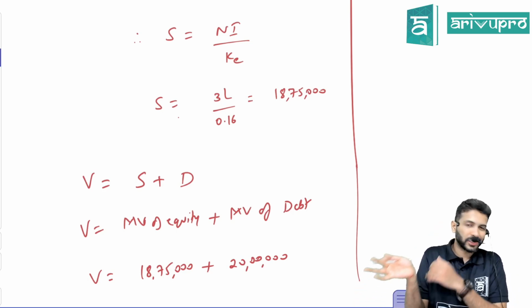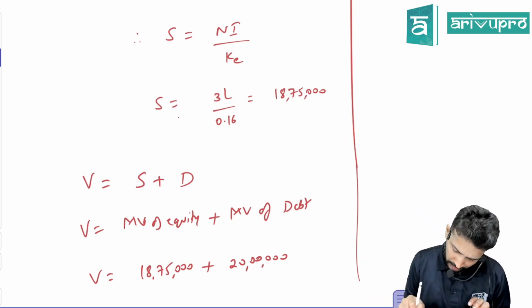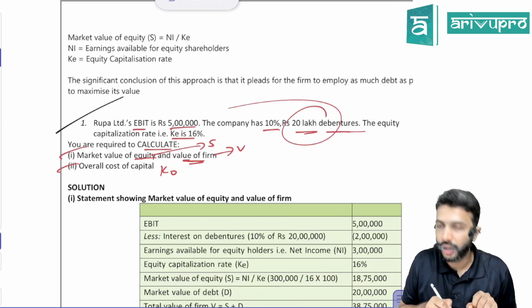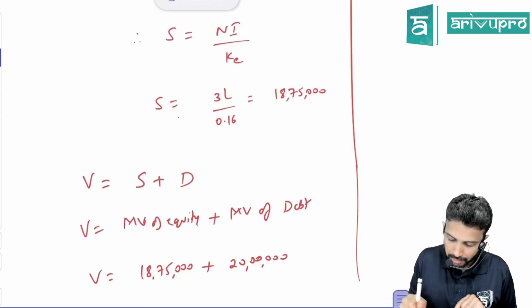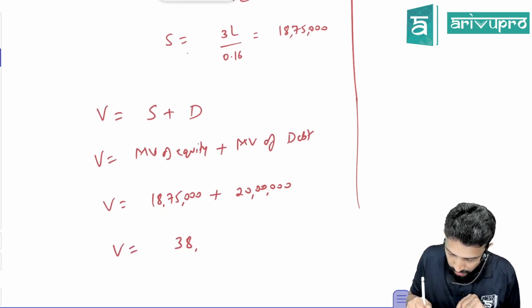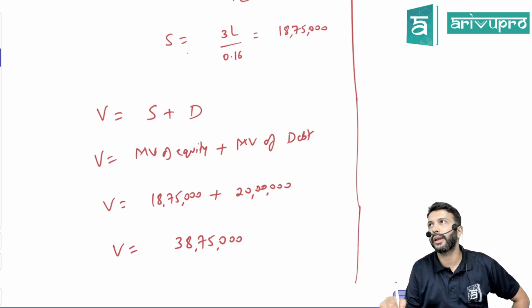If they don't specify any specific market value, whatever value is given for a debt itself becomes the market value. How much is the value of debt given in the question? 20 lakh. Same thing will become market value of debt itself. So how much is value of the firm? 38,75,000. First requirement is fully done.